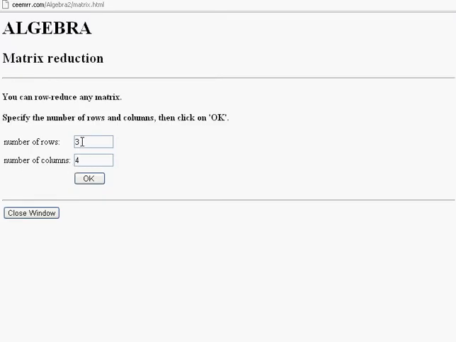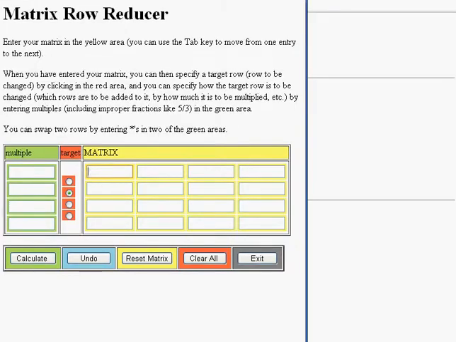So let's bring up the matrix row reducer and enter the matrix. It has 4 rows, so we change the 3 to a 4, and it has 4 columns because it's a 4 by 4 matrix. Click on OK. And then we enter the numbers of the matrix: 5, 2, 1, 3, 3, 0, 1, 2, 4, 3, 5, 1, 1, 2, 3, 4. Okay, we have the matrix in here.